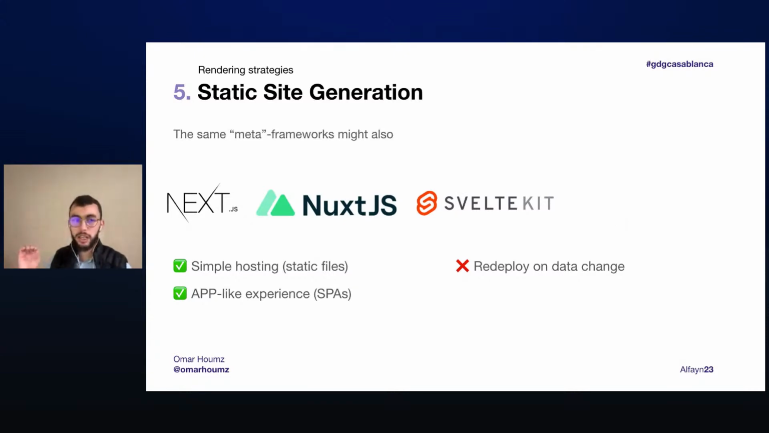I didn't put them here, why? Because, for example, these do multiple things at once. They do SSG, they do SSR with rehydration. We will see incremental static generation. So they do multiple things. These are the most popular now. Gatsby is losing popularity because it only does SSG.